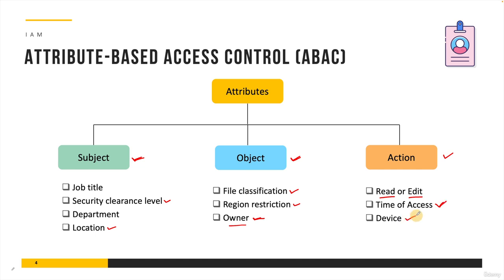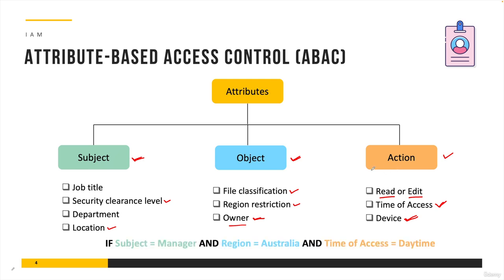Third is the type of device. This could be, for example, let's say you're trying to access a company's resource or a database server, but if you're using the company's provided laptop, then yes. But if you're using your personal device, then block the access. So you see, you can have so many different combinations. And the nice thing about attribute-based access control is that you can combine these as well.